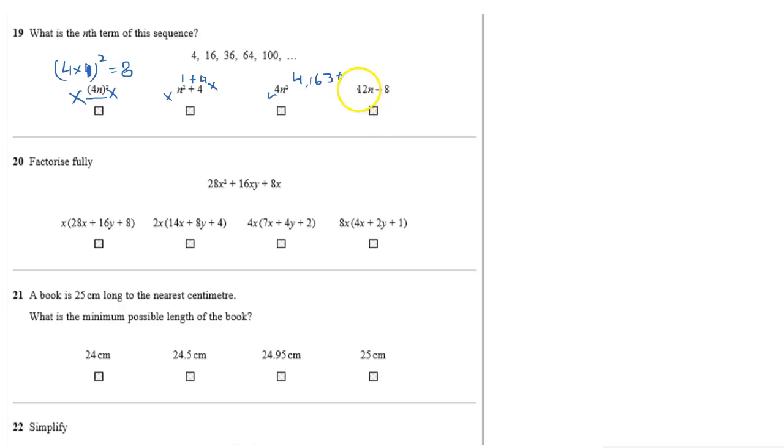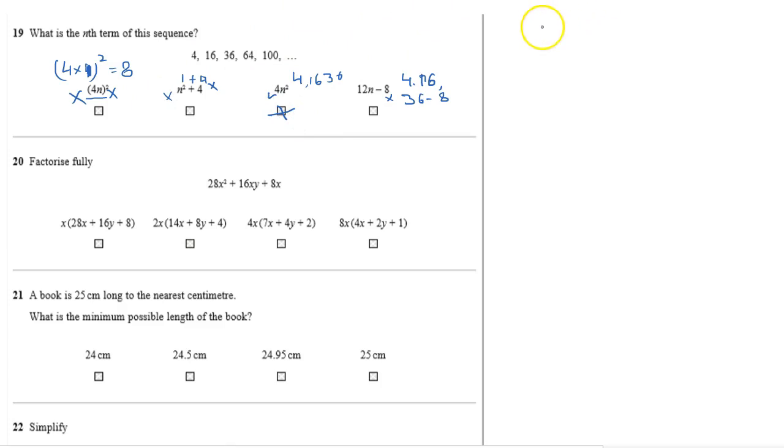Now this: 12 times 1 is 12 minus 8 is 4. 12 times 2 is 24. 24 minus 8 is 16. 12 times 3 is 36, minus 8, no. So this is no. So we can see only this one is following. So the answer is this.